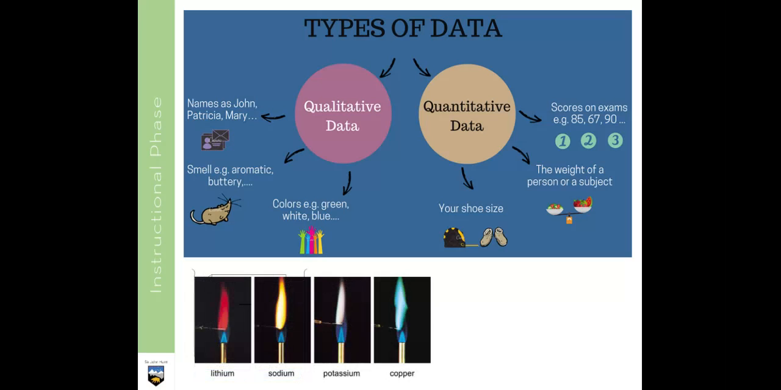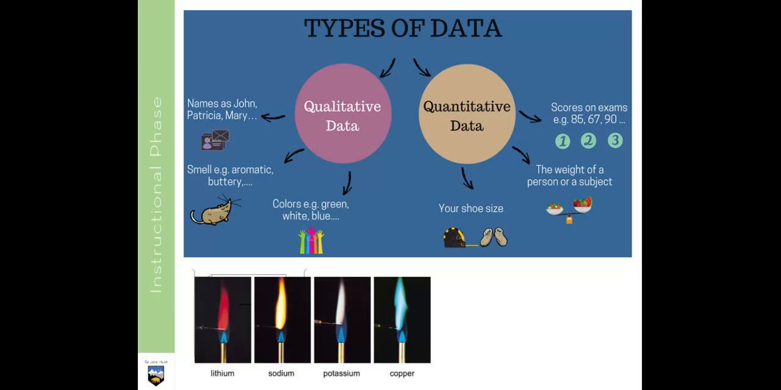Flame tests provide us with qualitative results. It provides us with colours that are seen from metal ions, but it can't tell us how much of the metal ion is in that sample. It can just tell us what metal ion it is.